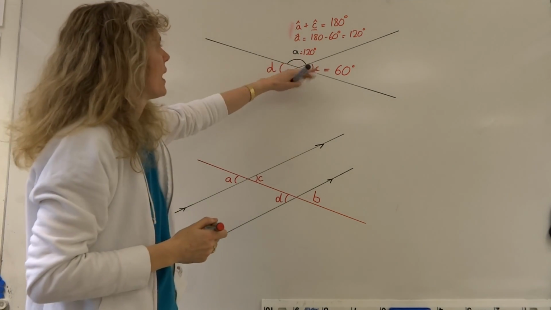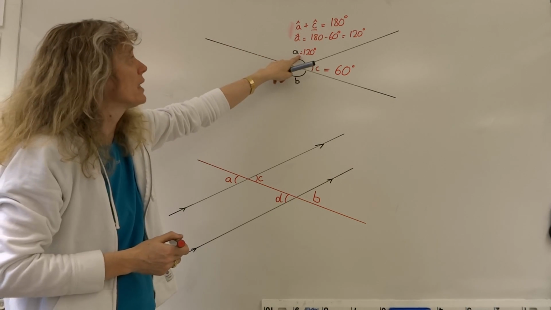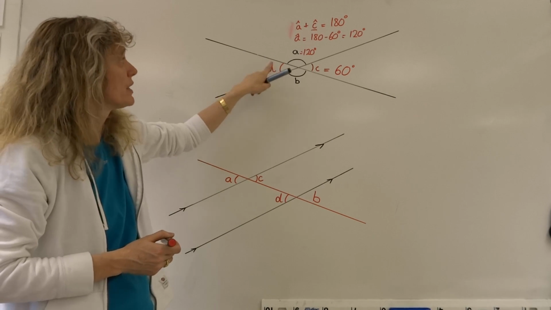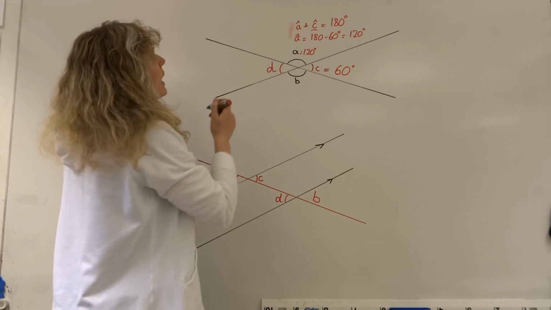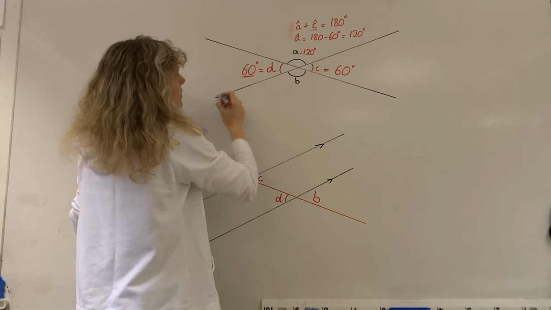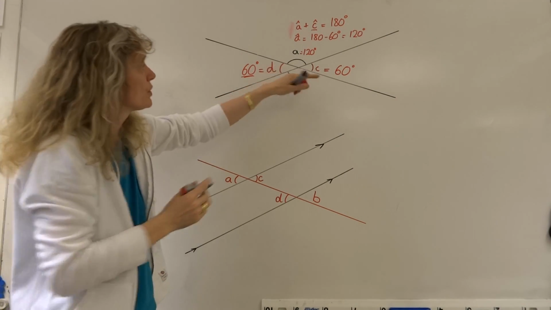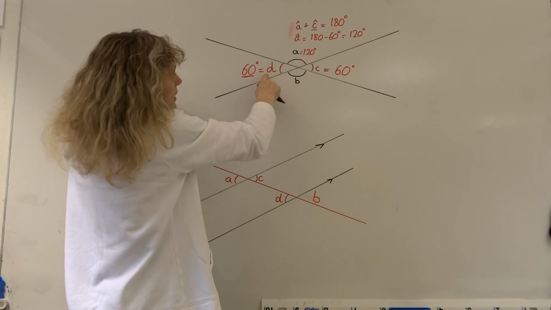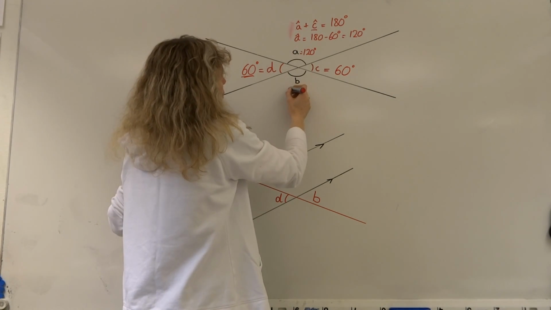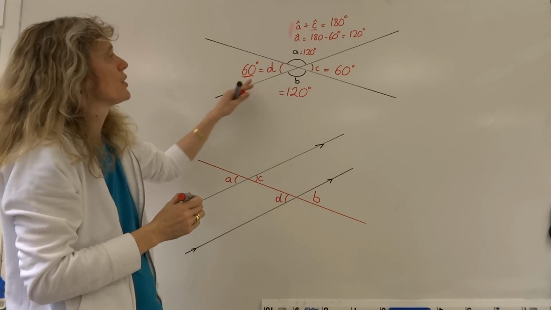What about angle D then? Well, angle A and angle D are also on a straight line. So if angle A is 120 degrees, then angle D must be 60 degrees, because 60 plus 120 is 180. So we know that angle D must equal 60. And angle D and B, they're also on a straight line here. So if angle D is 60, then angle B must equal 120 degrees, because 60 plus 120 is 180.